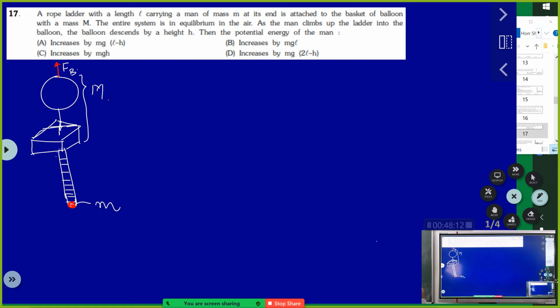And what else are they told? The length of the ladder. This length is L, the ladder, and the system is in equilibrium. And the man climbs up the ladder, the balloon descends by height H. So I will create the realistic position here. So we call this H.